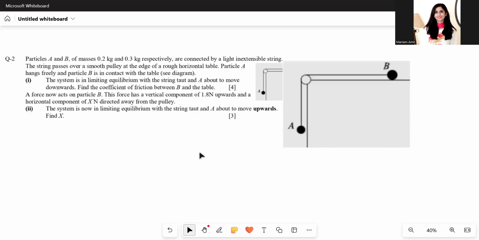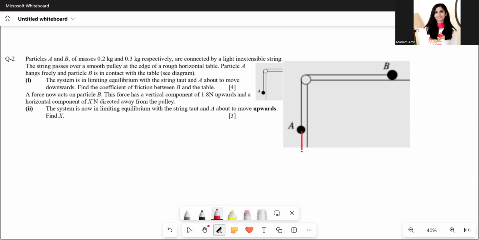This is question number 2, the worksheet connected particles. Particles A and B of mass 0.2 kg and 0.3 kg respectively are connected by a light inextensible string. Okay, let's mark the downward weights.